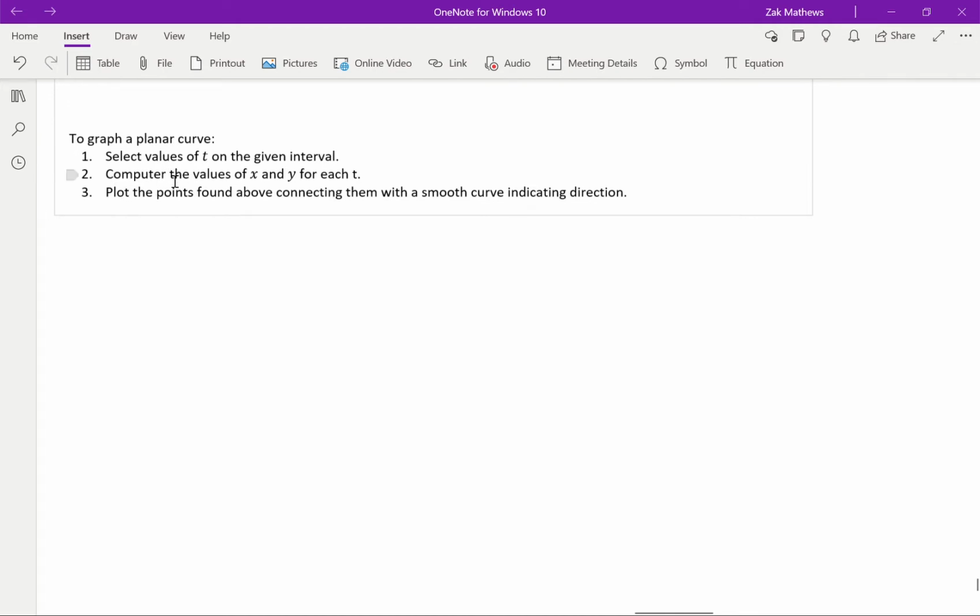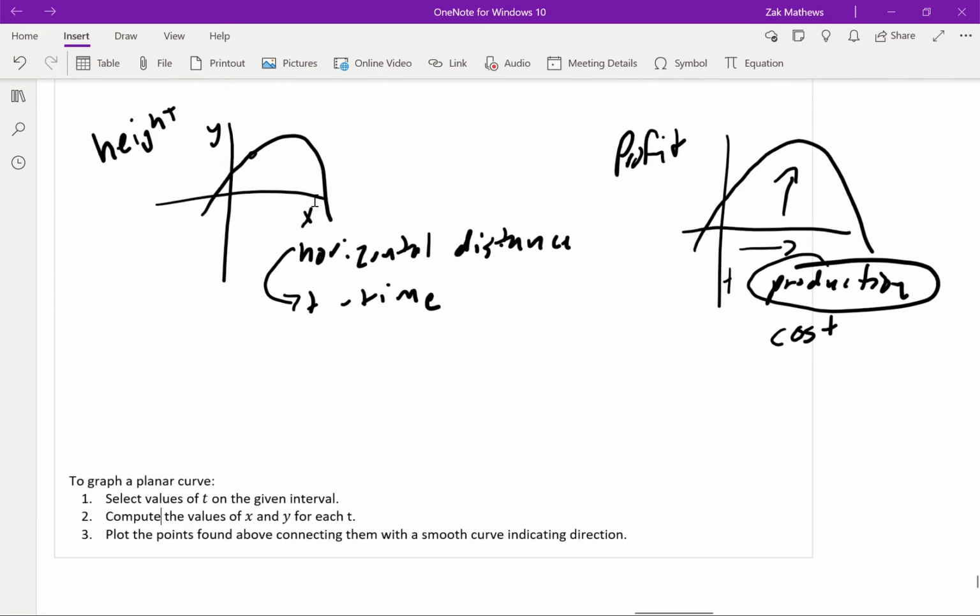From there, we're going to compute the values of x and y for each t, just by using those parametric equations. And then finally, we're going to plot those points, the same way we've plotted points all our lives, and we're going to connect those points with smooth curves. But here's another difference: including direction. We're indicating direction. Now that we have this third variable, the parameter t, that t is what is counting us forward. It is what is moving us forward. And that doesn't matter if it's time or if it's production, right? Numbers produced. That is what's going to move the x variable too. So we're going to indicate the direction that we're moving along the curve.